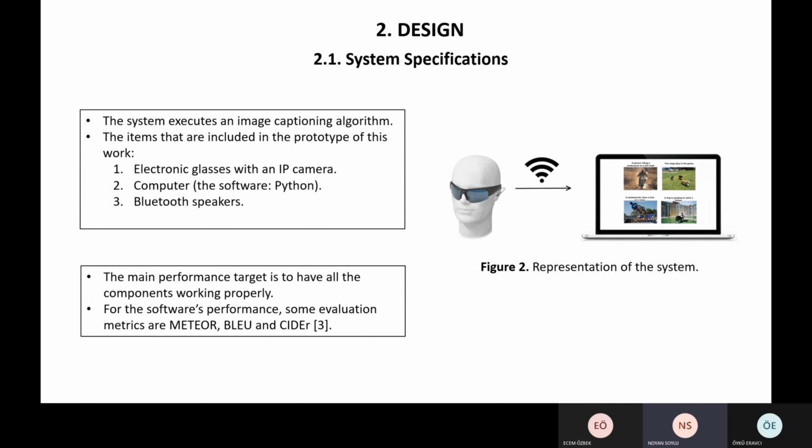Now let's move to the second part of the presentation, which is the design part. The system of this project executes an image capturing algorithm to provide sufficient information about the environment to visually impaired people. The items that are needed to create this prototype are, firstly, electronic glasses with an IP camera for capturing the input images and sending them to the system by Wi-Fi. The second one is the computer for the execution of image captioning within Python. The third one is the Bluetooth speakers for sending the text-to-speech output to the user.